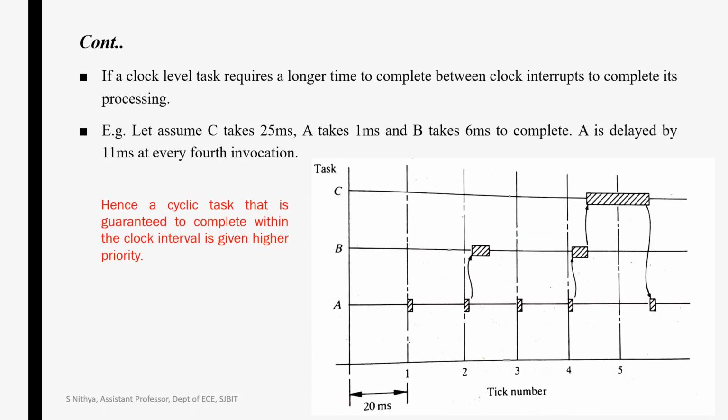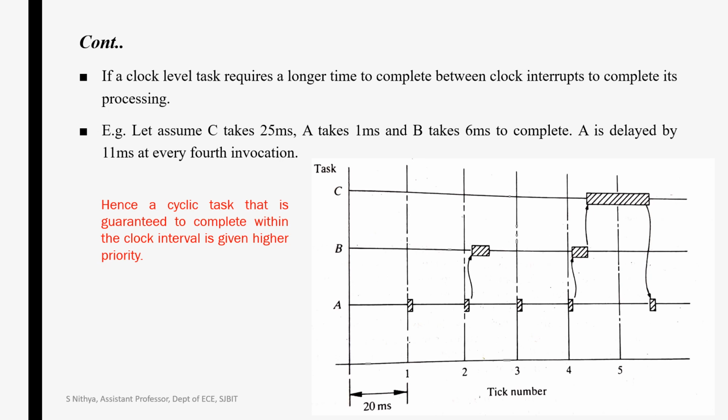And the third case is when a clock level task requires a longer time between the clock interrupts to complete its processing. Now let us take C as 25 milliseconds of time, A takes 1 millisecond, and B takes 6 milliseconds to complete the process.